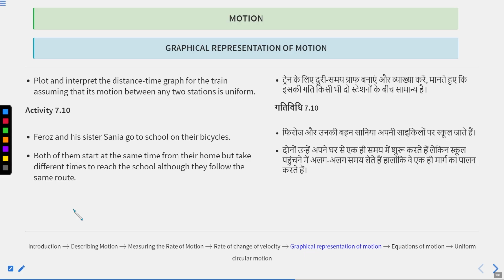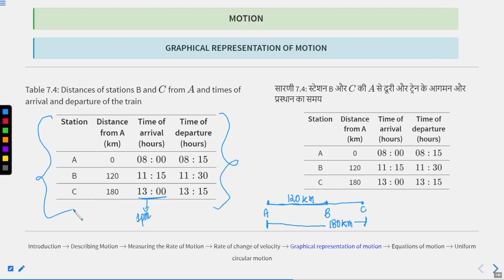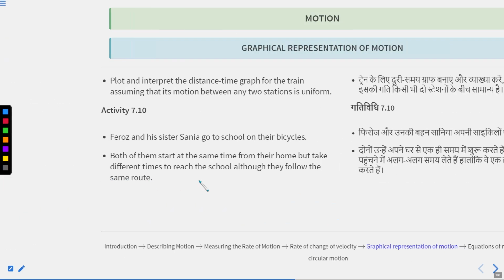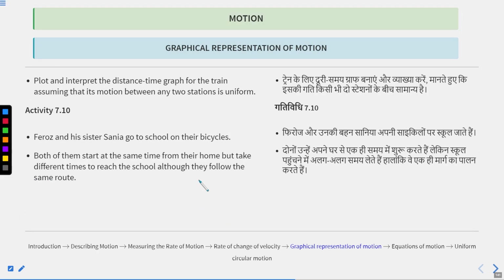Plot and interpret the distance time graph of the train. You have to plot this curve, time versus distance, and try to interpret it. What will be the velocity? Is the train accelerating or not? You have to take out all this information using that curve, and you have to assume that between those two stations the speed or velocity of the train is constant or uniform. This is activity 7.9.